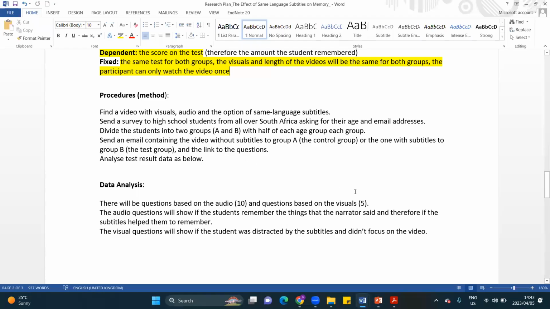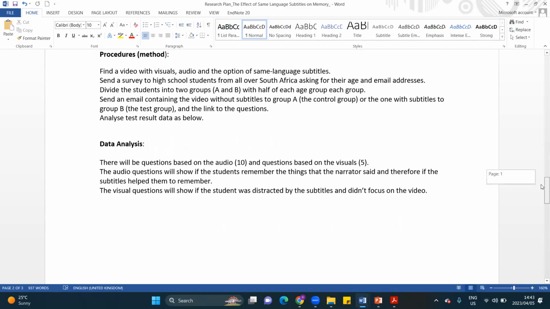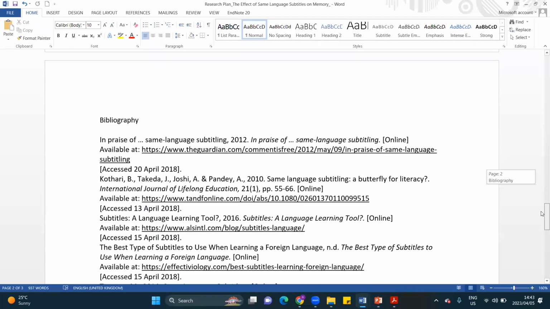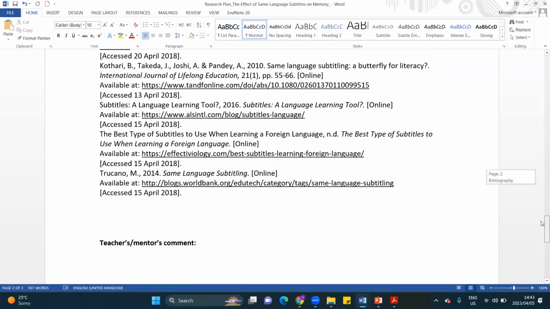Okay, and in this case, the learner sent the questionnaires via email because this was during COVID, or you can even create a Google form to send out your questionnaires. So that can also be done. Okay, the data analysis, and there's a bibliography done a little bit better.